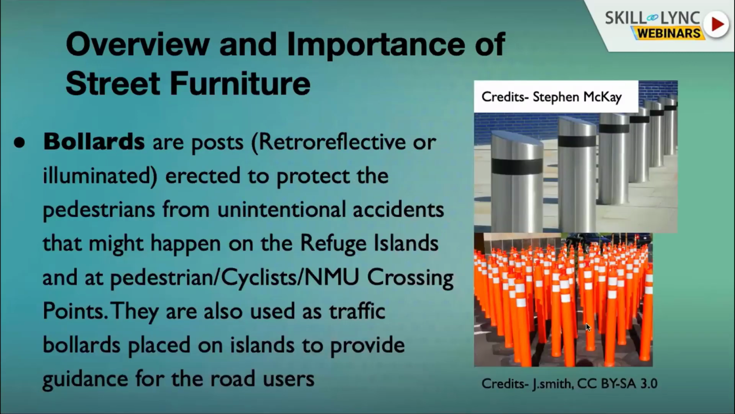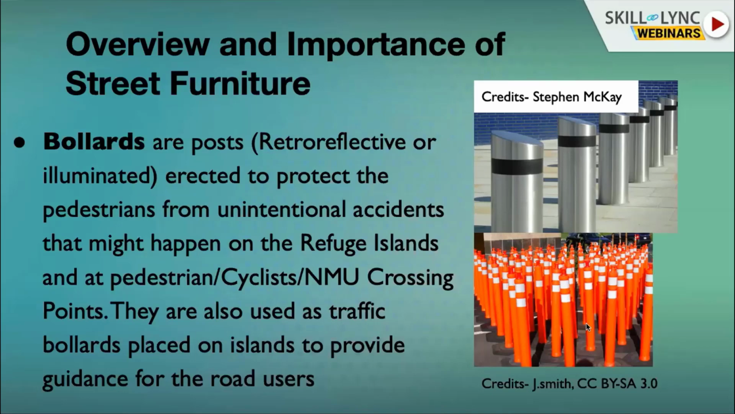These objects can be easily seen in our day-to-day travel. These are called bollards. These are posts, retroreflective or illuminated posts. Sometimes an inherent retroreflectivity is being used. Sometimes they have to be illuminated. They are used at specific locations to avoid traffic movement.